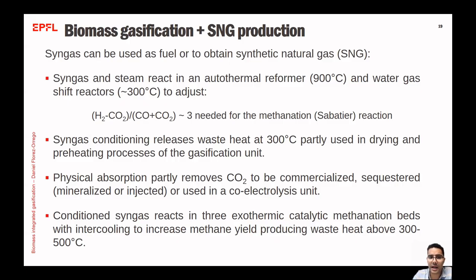The conditioned syngas is then finally reacted in 3 exothermic catalytic methanation beds. There we have intercooling because we want to increase the methane yield in the methanation. And then this waste heat, which is normally about 300 degrees Celsius, is also useful to contribute to the waste heat recovery system of the overall synthetic natural gas production.